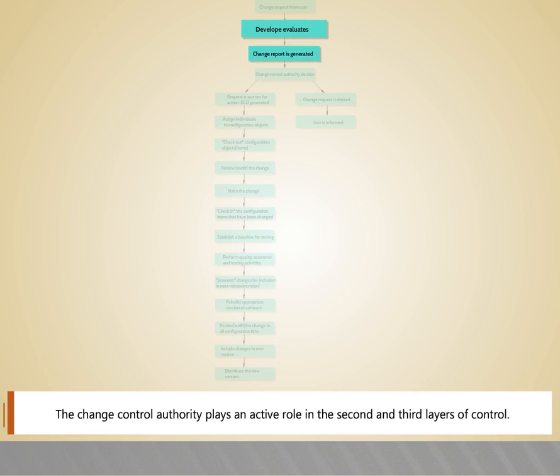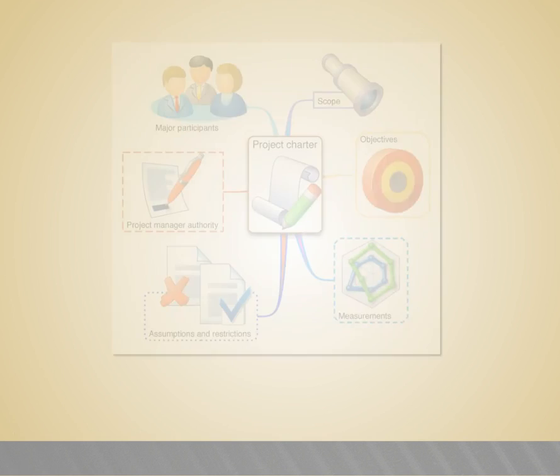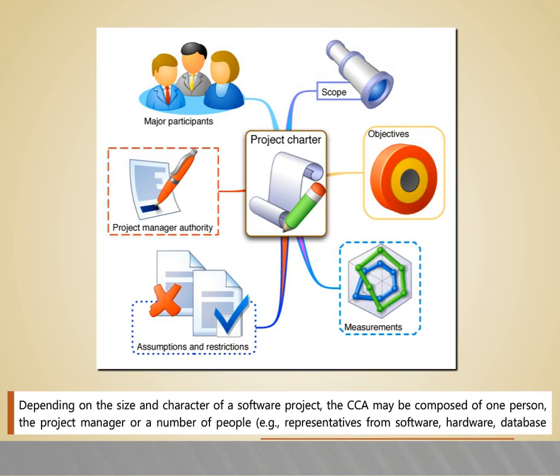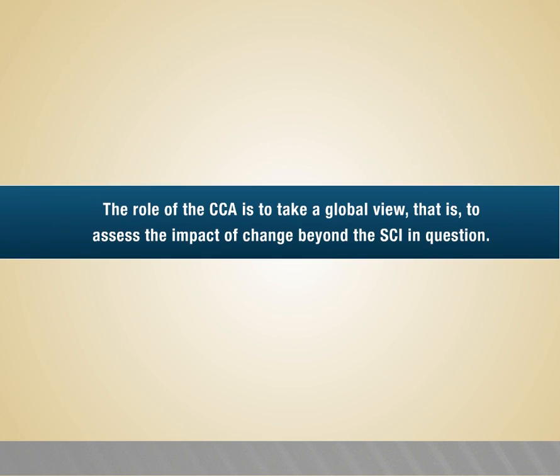The change control authority plays an active role in the second and third layers of control. Depending on the size and character of a software project, the CCA may be composed of one person, the project manager, or a number of people, for example, representatives from software, hardware, database engineering, support, and marketing. The role of the CCA is to take a global view, that is, to assess the impact of the change beyond the SCI in question.